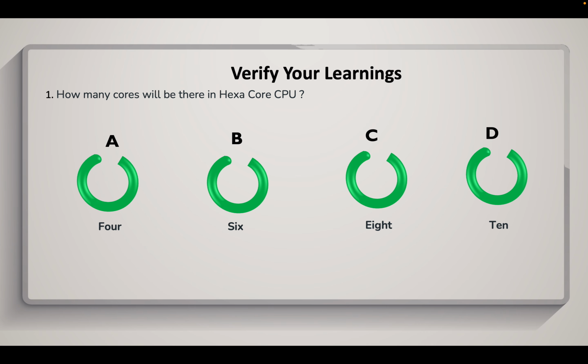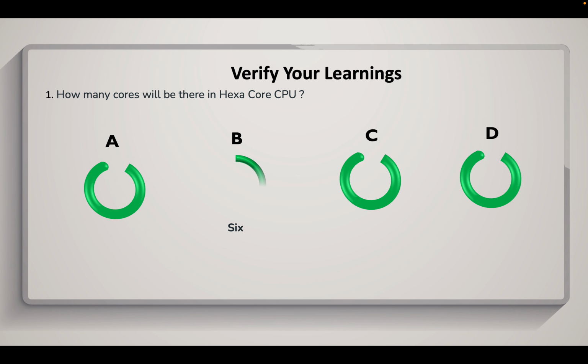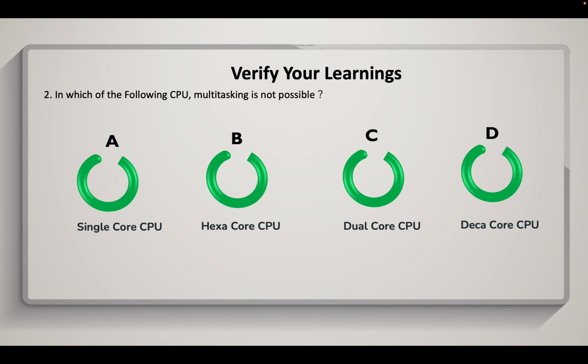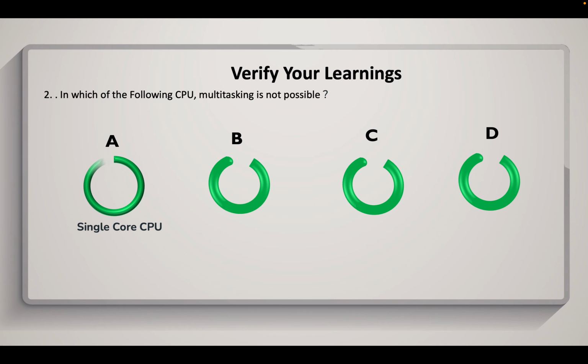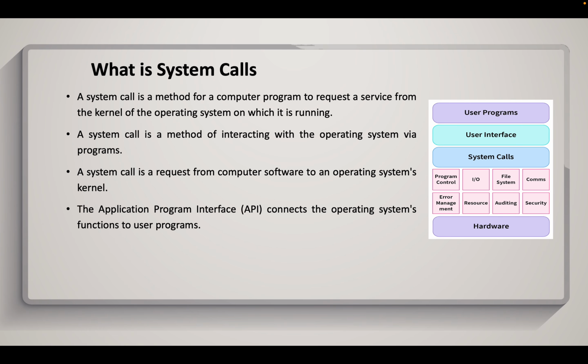Let's examine our understanding. How many cores will be there in a hexa-core CPU? Hexa means 6. The second question: in which of the following CPUs is multitasking not possible? Definitely single core. Multitasking is not possible in a single core CPU.